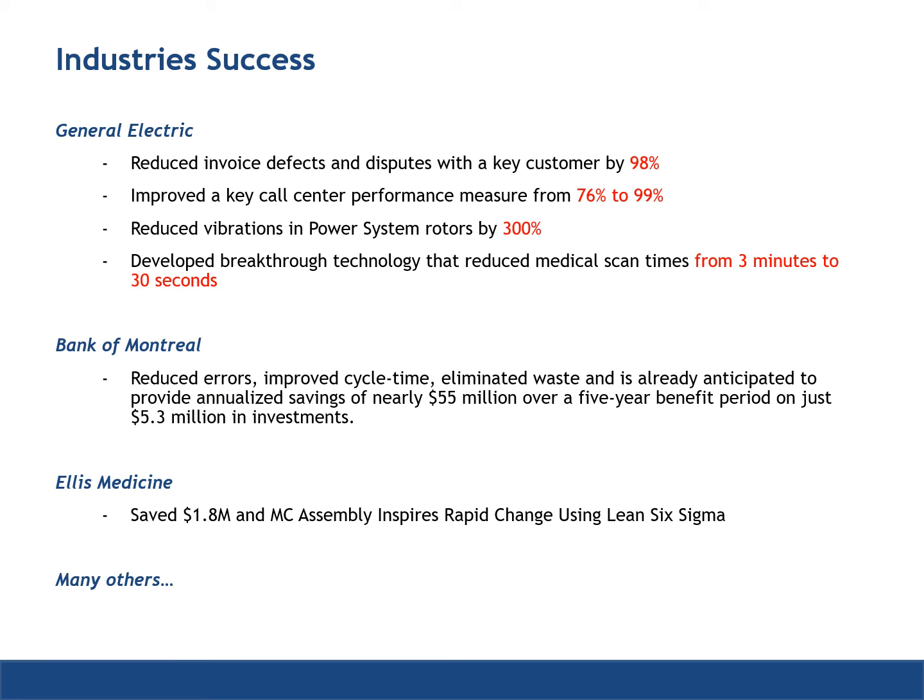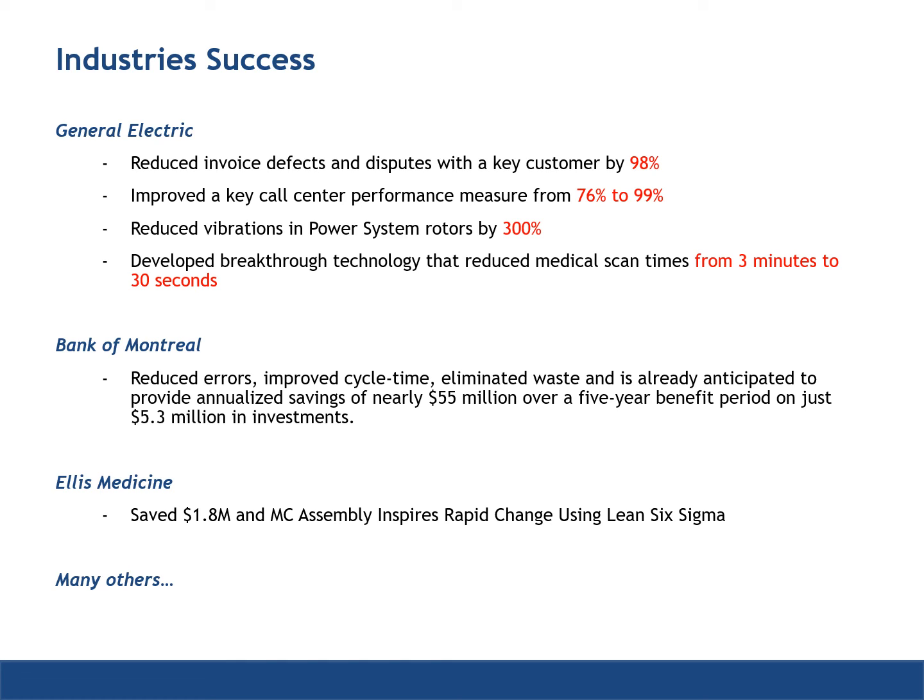I wanted to give some key examples from various industries of success stories of implementing Lean Six Sigma. As I said previously, General Electric was one of the pioneers after Toyota to drive efficiencies and find ways to continuously improve their manufacturing line. In the first example, they were able to reduce invoice defects and disputes with key customers by 98%. They improved a key call center performance measure from 76 to 99%.